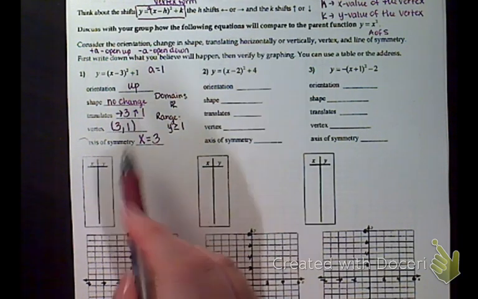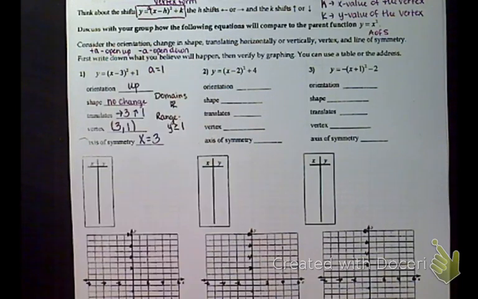Okay, so all of this, the vertex tells you pretty much everything. The vertex in A gives you all the information that you need for your graph. All right, let's create a table of values.